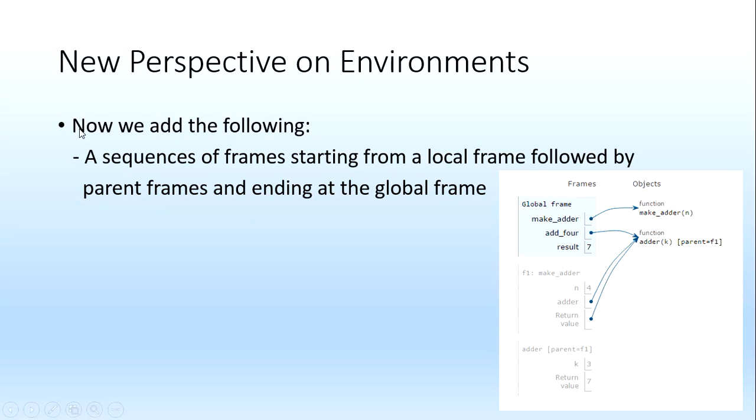We now have seen an environment that's a sequence of frames starting from a local frame, followed by parent frames. There could be multiple parent frames, but in this case there's only one parent frame, ending at the global frame. So here we have an environment where we have this local frame adder. The parent of that is frame 1, and the parent of that implicitly is the global frame. So now our environment consists of 3 frames.